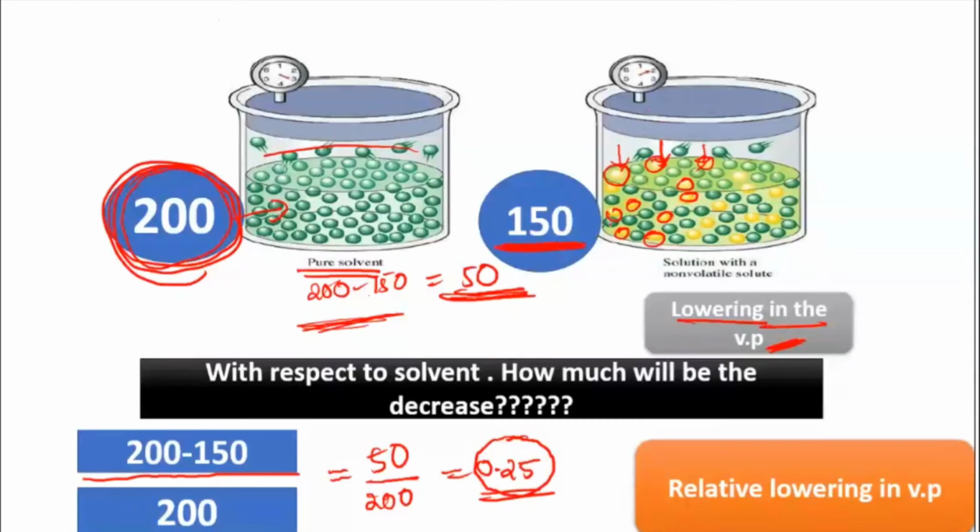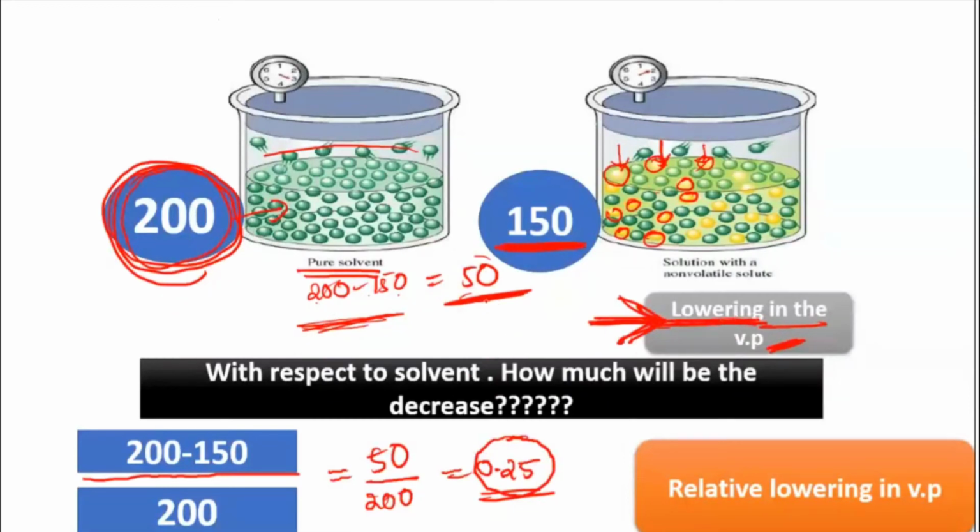Now how much decrease has happened? If you want to calculate, you subtract. So here 200 minus 150, I got 50. That 50 is the decrease which happened. This decrease is called lowering in vapor pressure. With the name itself you can understand how much decrease has happened. So a decrease of 50 compared to the solvent, that is lowering in vapor pressure.